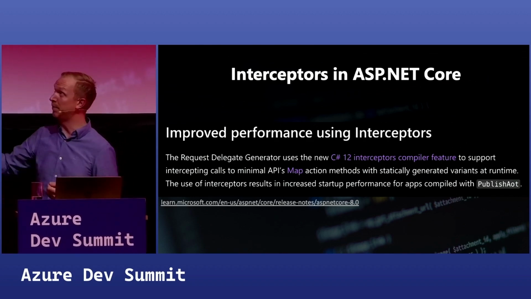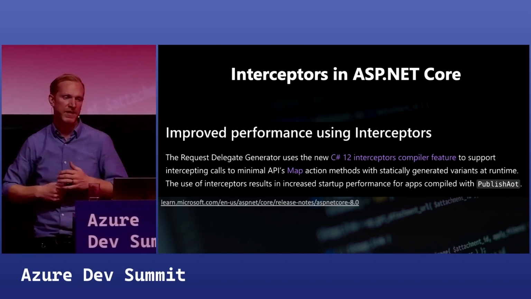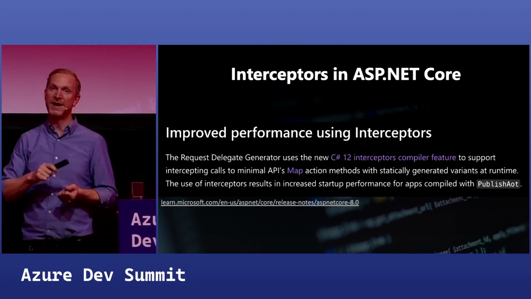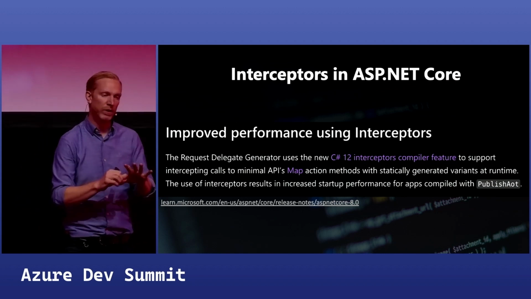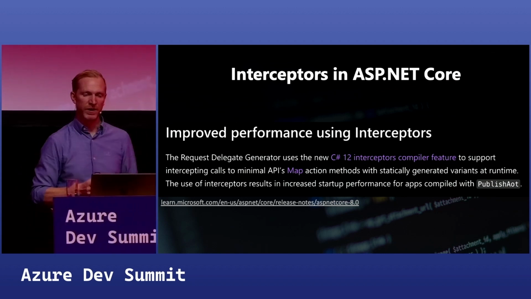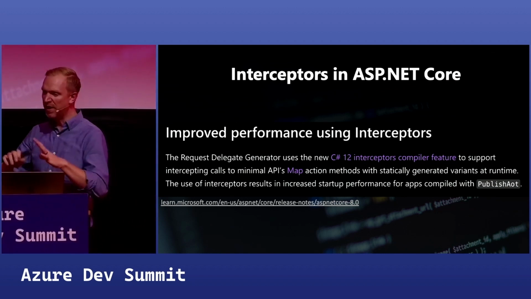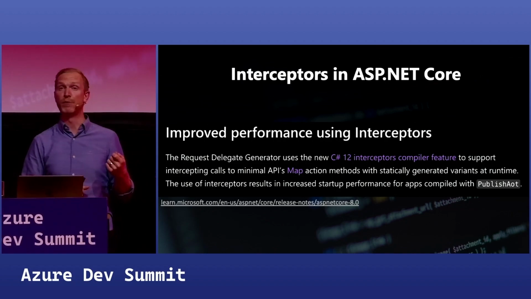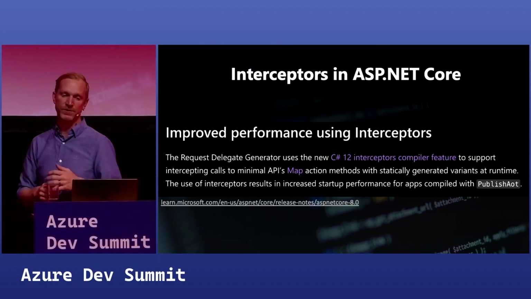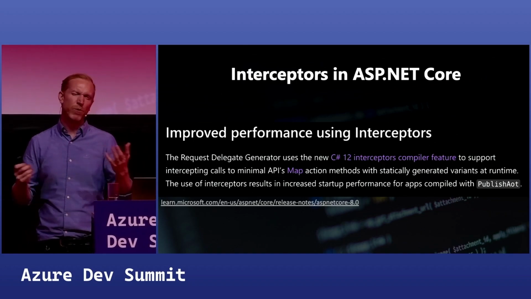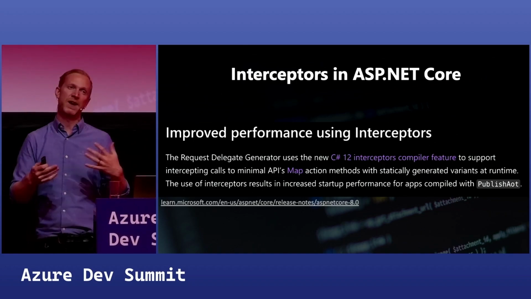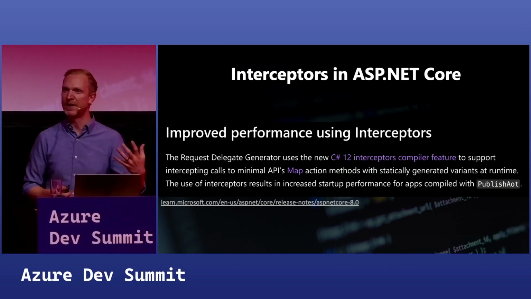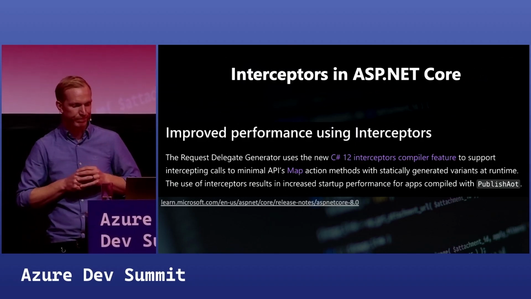What this text here says is that if you perform an ahead-of-time compilation, it will use interceptors when creating the request delegate generators so that it can be very performant in terms of how it handles requests. But you won't write these yourselves. You'll just rely on interceptors from source generators that you've opted into.